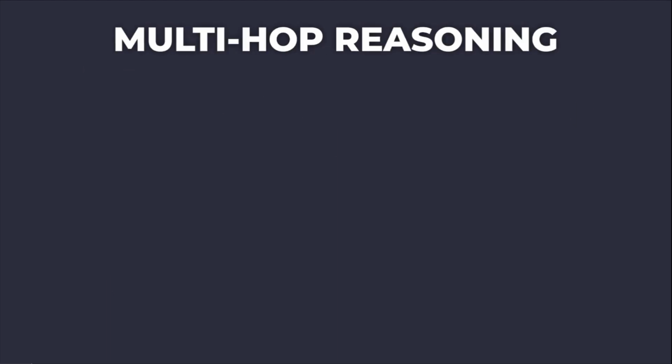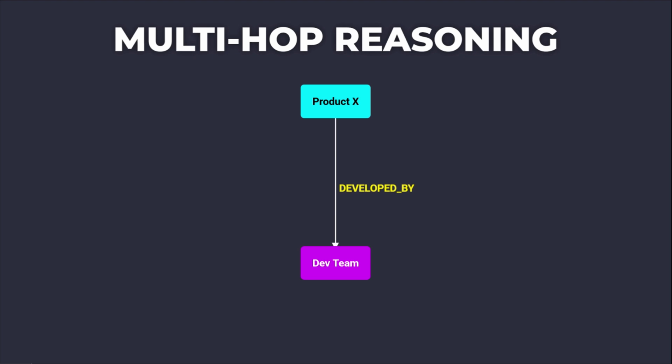Multi-hop reasoning addresses complex questions requiring multiple steps. For example, who manages the team that developed product X? This requires traversing multiple relationships sequentially. The system dynamically generates a sequence of graph queries. The output of the first query informs the parameters of the second query. This iterative querying mimics human deductive reasoning.